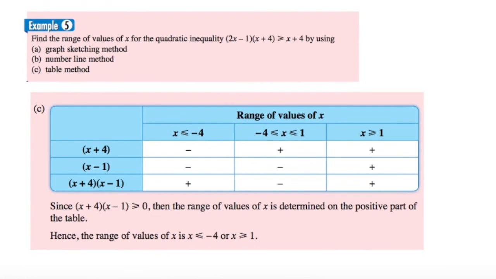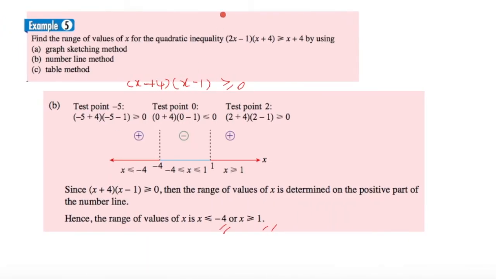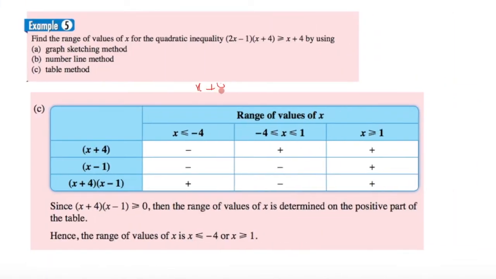Same question, using a different method, using the table method, it is also the same. If it's less than negative 4, it is in between negative 4 and 1, it is more than 1. So you simplify, x plus 4, x minus 1, more than 0. So for x plus 4, x minus 1, if it's more than 0, the range will be positive. So your answer will be positive, these 2. These 2 are the answer, hence the range.